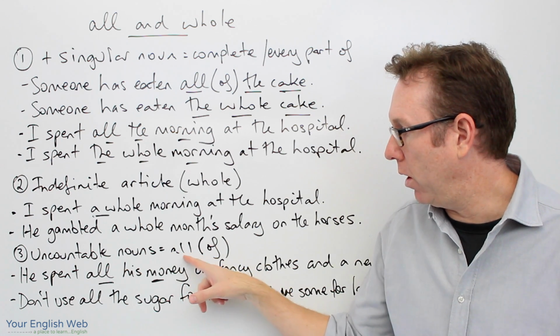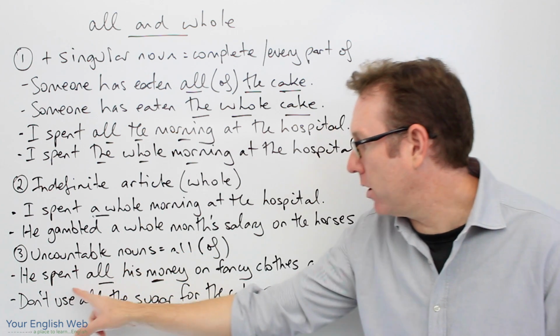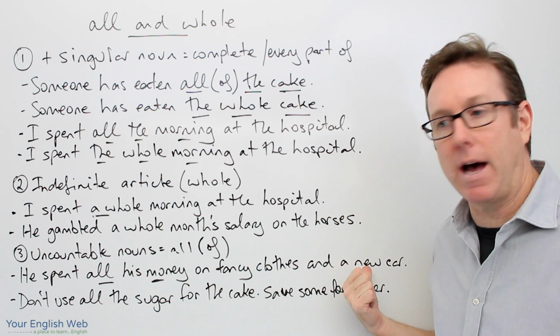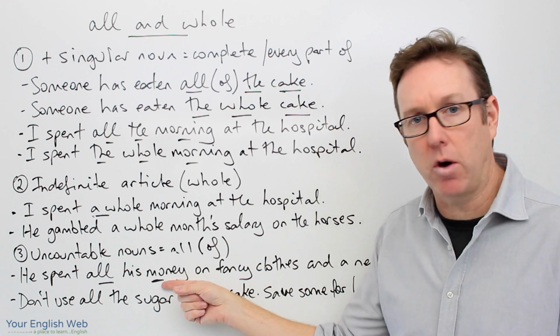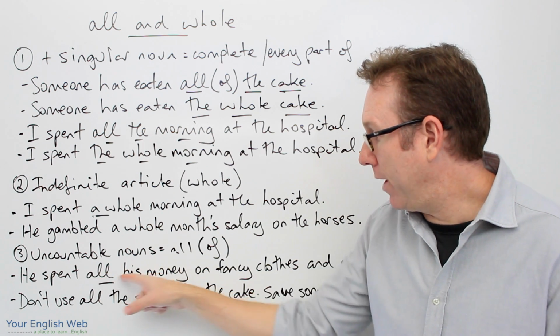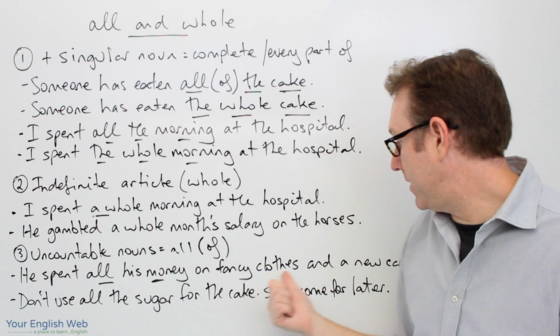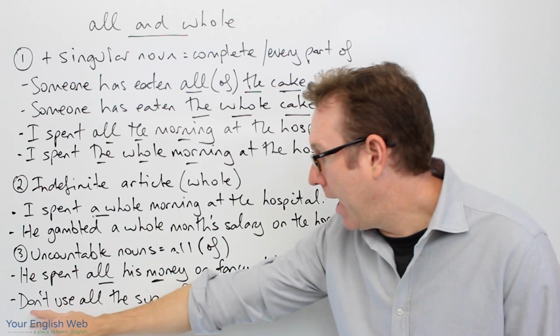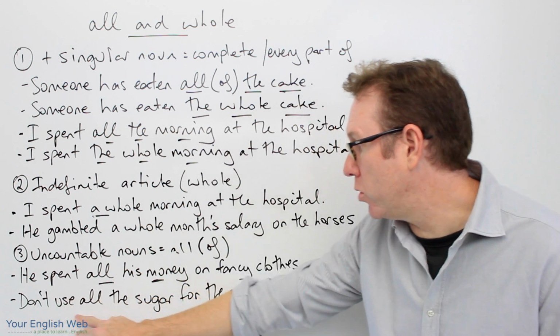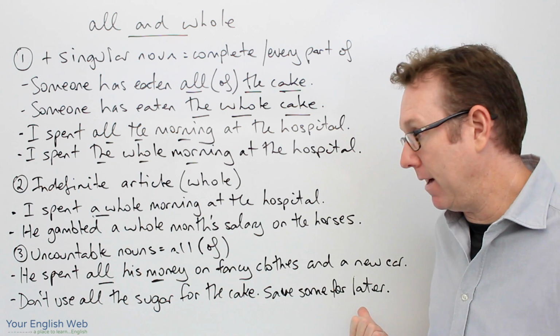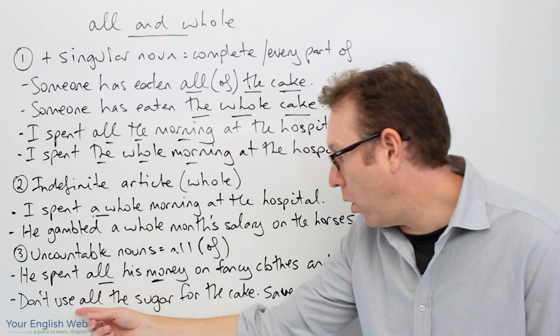Now, number 3, uncountable nouns, we use all of or all. All of or all, okay? So he spent all his money on fancy clothes and a new car, okay? Money, not countable. All his money or all of his money on fancy clothes and a new car. And the last example, don't use all the sugar for the cake, save some for later. Okay? Don't use all the sugar.